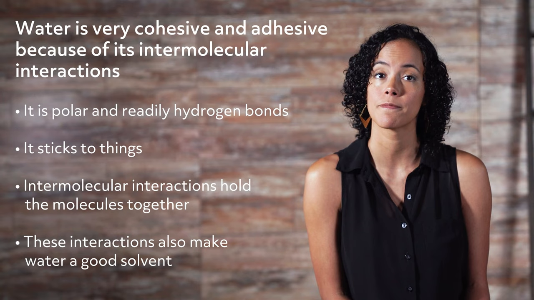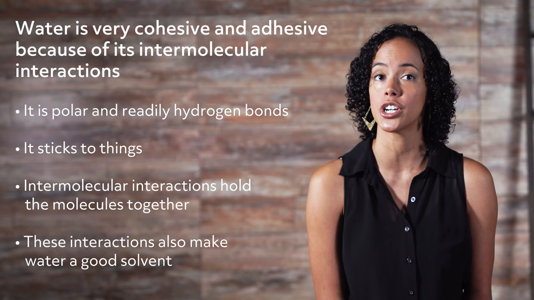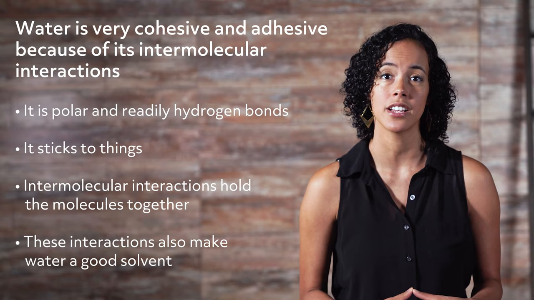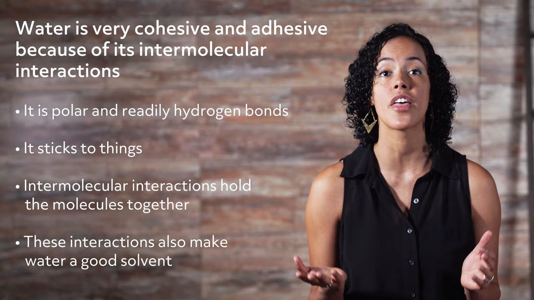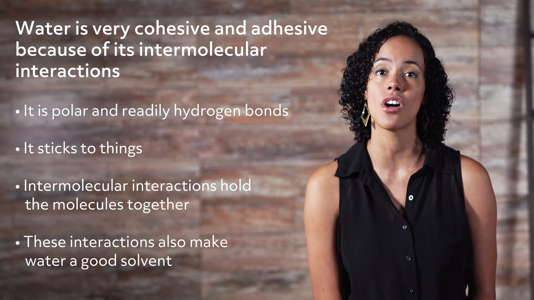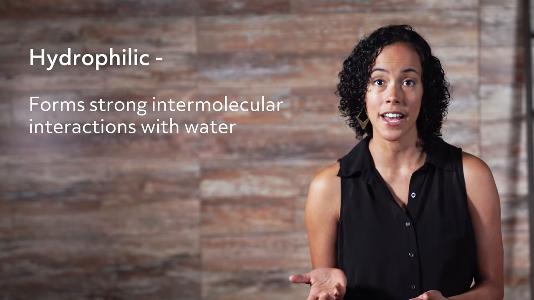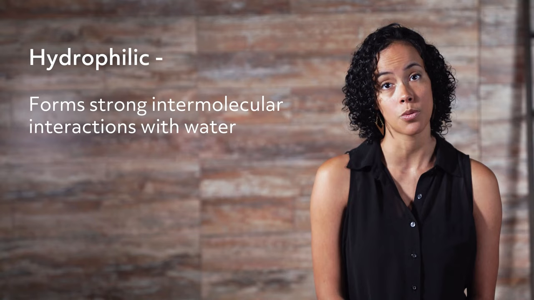This is why water is a liquid at standard temperature and pressure. The intermolecular interactions hold the molecules together, stopping them from flying away and becoming a gas. These interactions also make water a good solvent, so much so that it is often referred to as the universal solvent. This means that many substances readily dissolve in water because of the favorable intermolecular interactions. You will often hear these substances referred to as hydrophilic or water-loving, which again simply means that they form strong intermolecular interactions with water. We can use this reasoning to explain other physical properties of water.